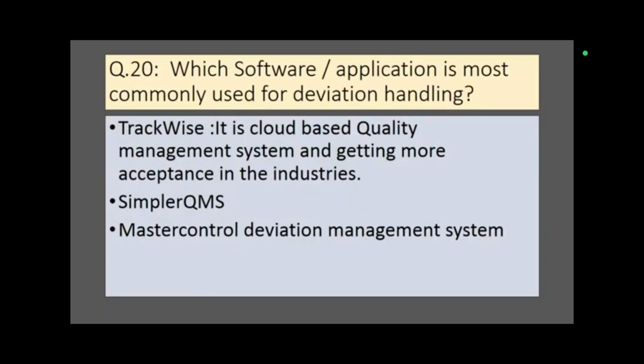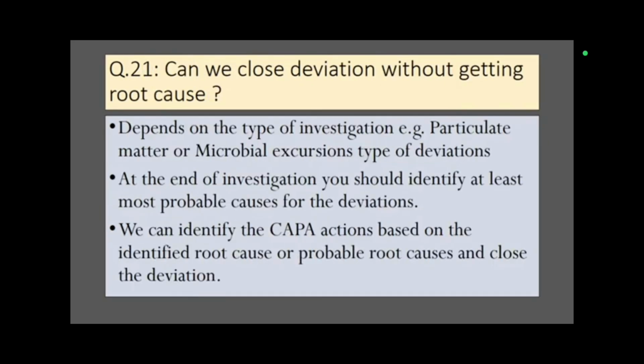Next question, which software or application is most commonly used for deviation handling? Answer is TrackWise is most commonly used software for deviation handling. It is a cloud-based quality management system and is getting more acceptance in the industries. Along with TrackWise, other applications such as Simpler QMS and Master Control Deviation Management System are also in use.